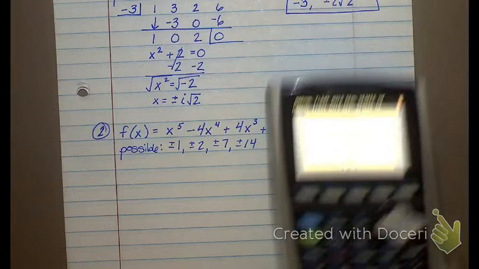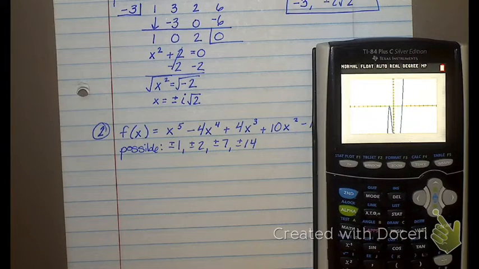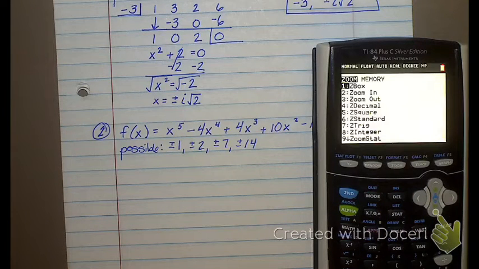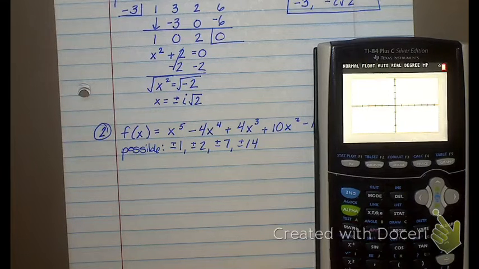Now, look at my graph. Kind of hard to see, isn't it? Do you want me to try and zoom in a little bit? Zoom, what do I want? I think I want zoom decimal. Give it a minute.